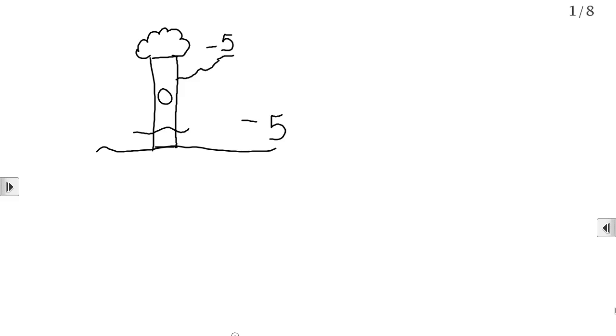So if you have to take a log of something, then just chop the tree down, and then the number will fall to the ground.